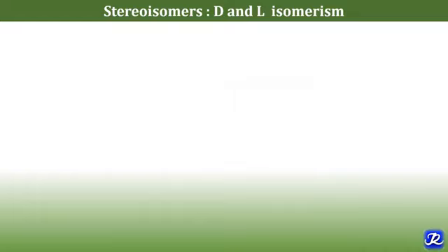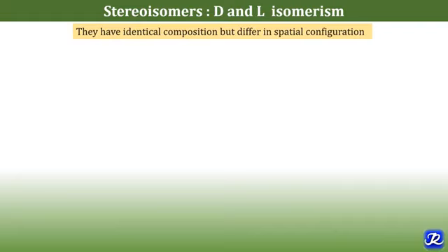Let's begin with the stereoisomers, D and L isomerism. All carbohydrates which have at least one asymmetric carbon atom can exist in different stereoisomeric forms. And these forms have the same structural formula but they differ in spatial configuration. What is spatial configuration? That is the arrangement of atoms or groups in space around the carbon atoms. And most of the stereoisomers that occur in the body are of D series. For example, D-glucose, D-fructose. Only a few monosaccharides occur in L form like L-xylose, L-xylulose.